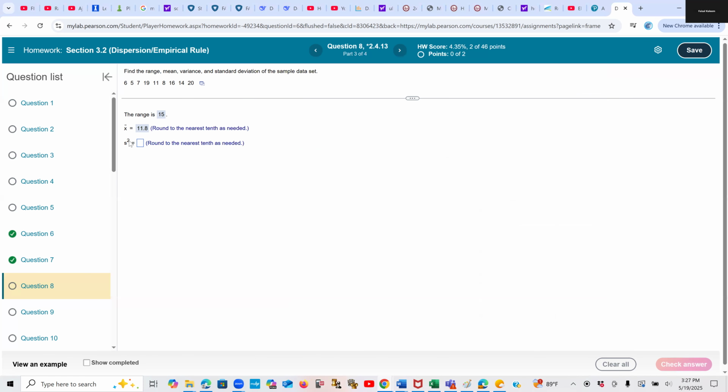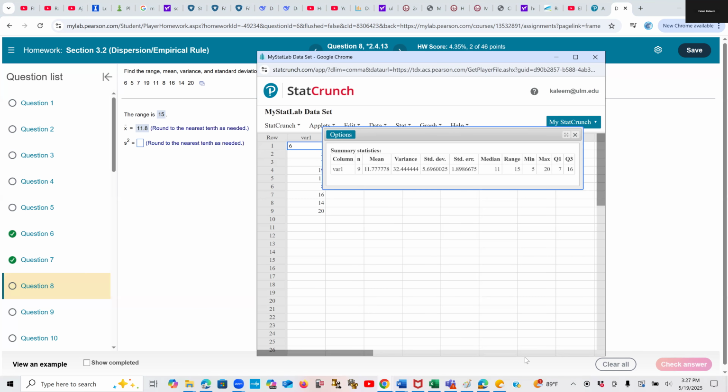And S square stands for sample variance. So in Statcrunch, variance is actually sample variance. If you ever are required to calculate population variance, then I will let you know how to do it. Right now, we just have to remember that when Statcrunch just says variance, that is actually sample variance, so 32.4.